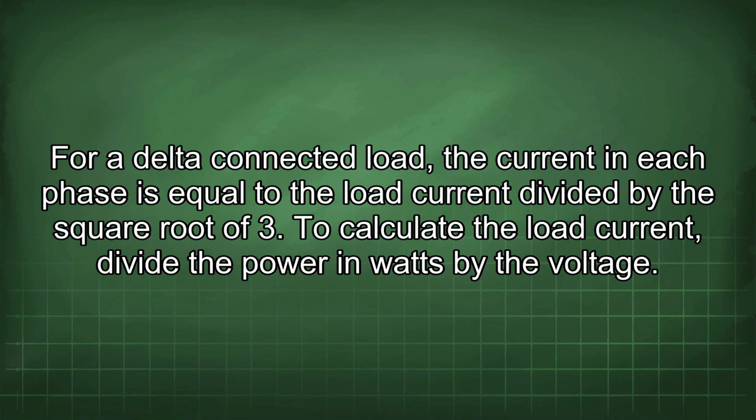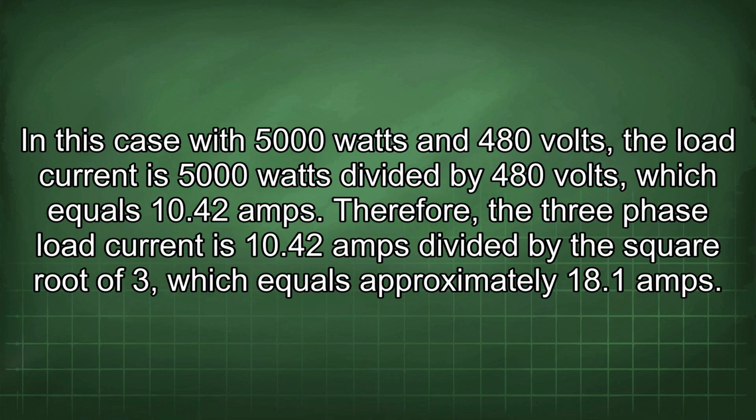For a delta-connected load, the current in each phase is equal to the load current divided by the square root of 3. To calculate the load current, divide the power in watts by the voltage. In this case with 5000 watts and 480 volts, the load current is 5000 watts divided by 480 volts, which equals 10.42 amps. Therefore, the three-phase load current is 10.42 amps divided by the square root of 3, which equals approximately 18.1 amps.